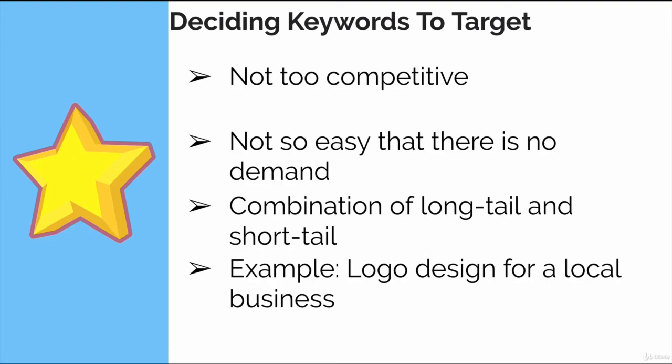But if you don't, you've got another keyword in there, "logo design for a local business" or "logo design for business." So you see, you have a couple of combinations of keywords. Logo design will be a short tail keyword, and "logo design for business" or "logo design for a local business" would be the long versions of it. The long versions have less demand, but they're less competitive. And this way, you actually are able to target all of them in one gig title, which is perfect.